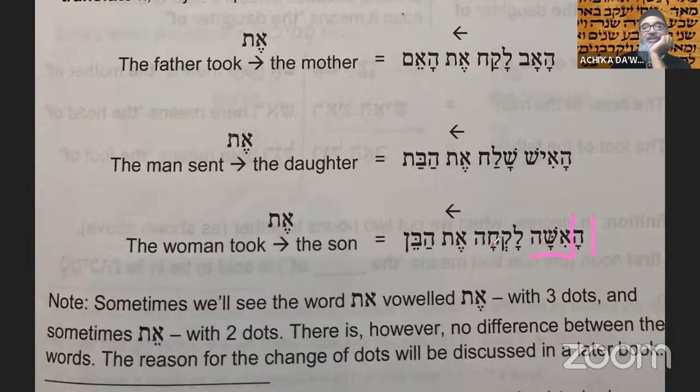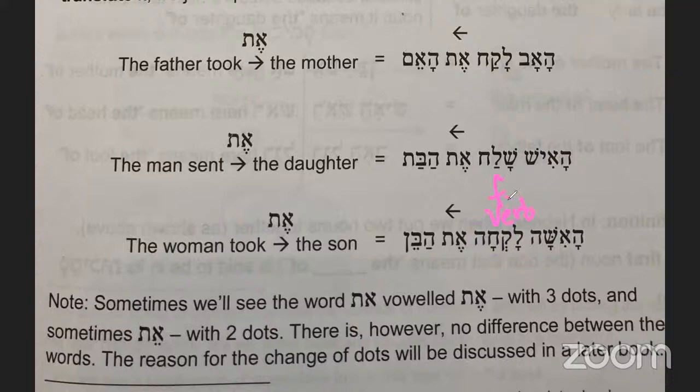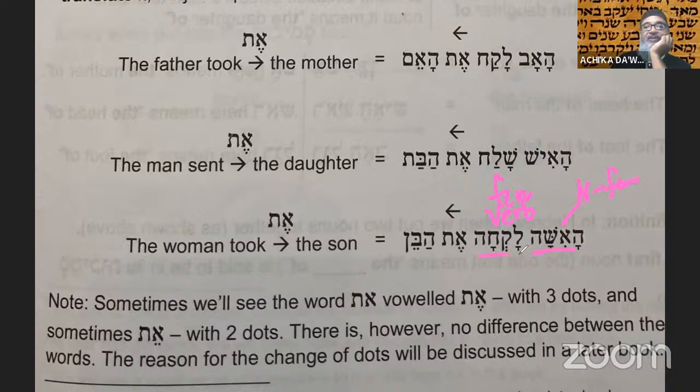And then if you notice, you see this ah on the end of la quaka. I said la ka. They put that ah on it because, somebody tell me why. Why is this verb feminine? Because the woman. Yes, because the noun is feminine. So if you have a feminine noun, you have to have a feminine verb who's doing the action. You can't have a masculine noun and then a feminine verb.